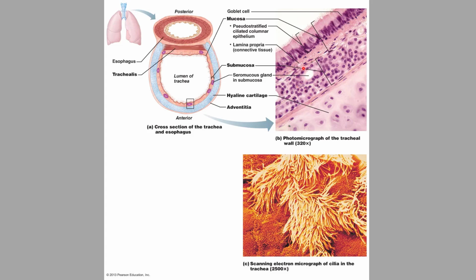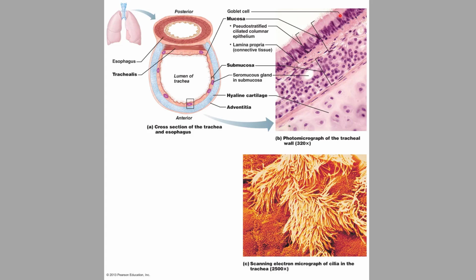Also, these seromucous glands are in the next layer out, the submucosal layer. The submucosal layer is where we find the seromucous glands. They also produce mucus, but it's more of a sheet-like mucus instead of just straight mucus. This is more clinging together. It has more of a lining property instead of the mucus that gets moved upward.